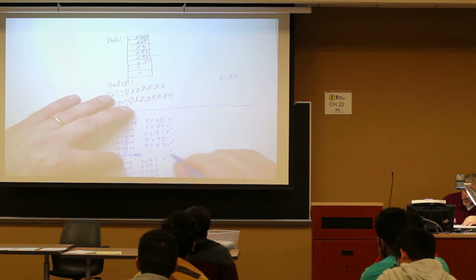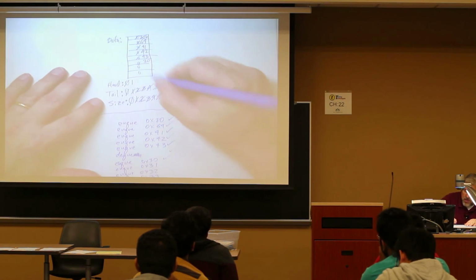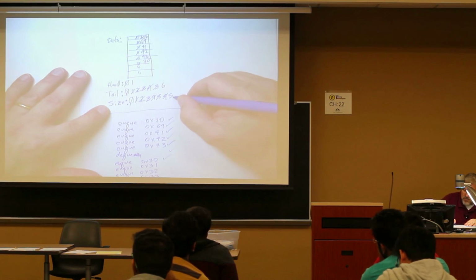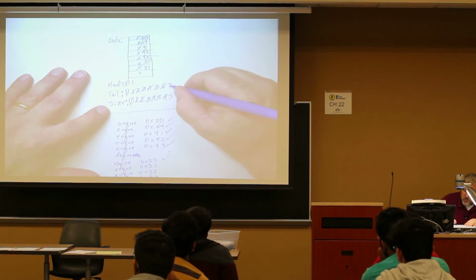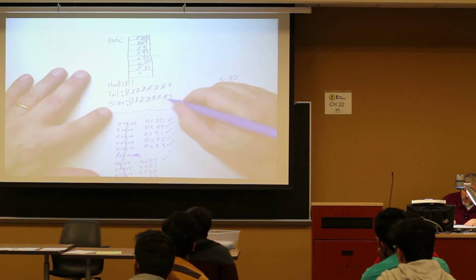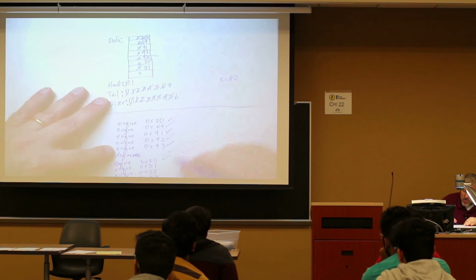Go on, that's done. Enqueue 31, check. Size too big? Nope, it's fine. So we will put it in here. We will increment the tail. We will increment the size. We will make sure it hasn't reached the end. We're in good shape.